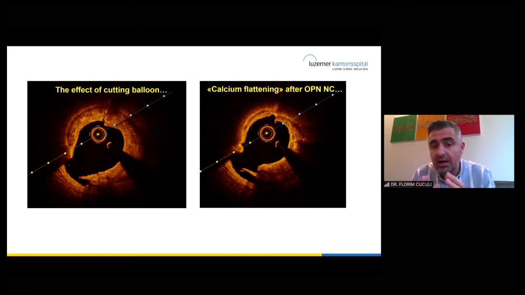And I said, aha, I can cut the calcium and then I can maybe flatten it with a non-compliant balloon, with a highly non-compliant balloon. So I thought, oh, this is actually good. With one, I can prepare the lesion just halfway, and then with the other balloon, with the OPN NC, I can really create lumen. So this was basically the birth of the idea to use this principle for drug-eluting balloons.